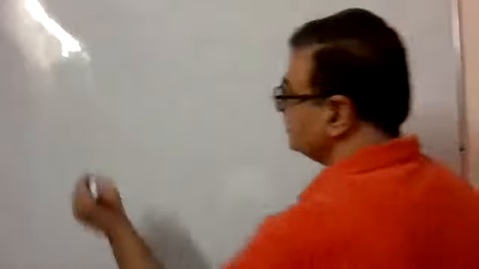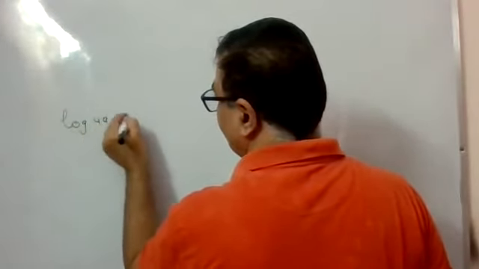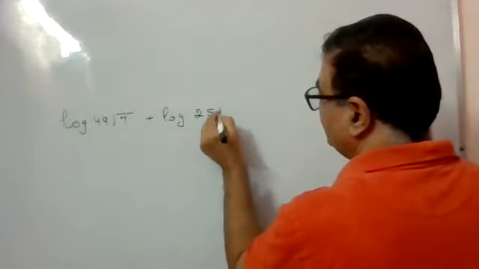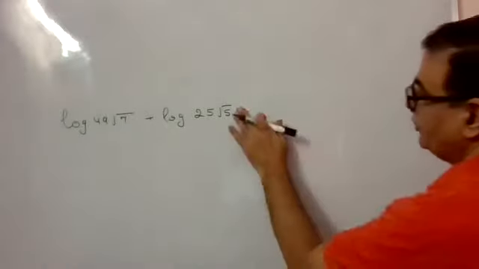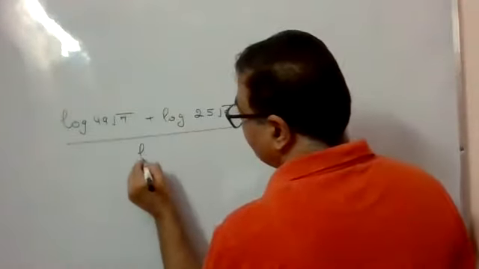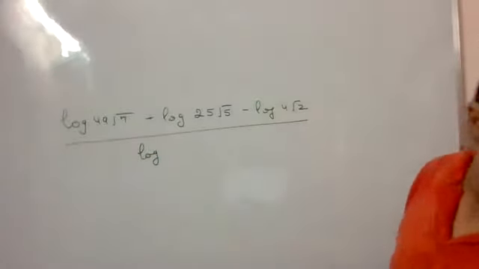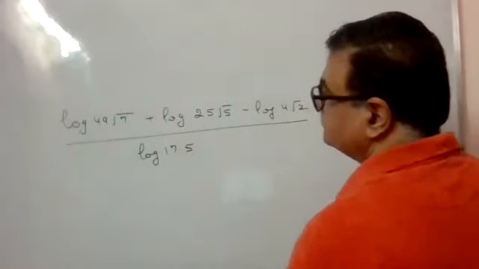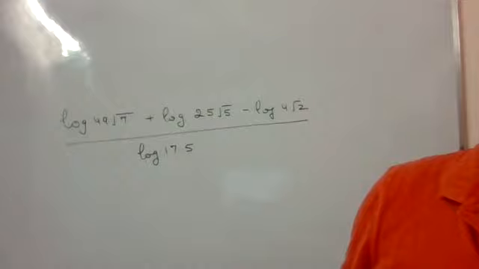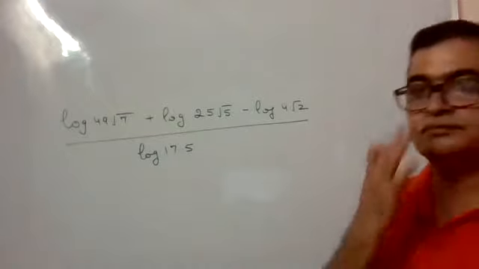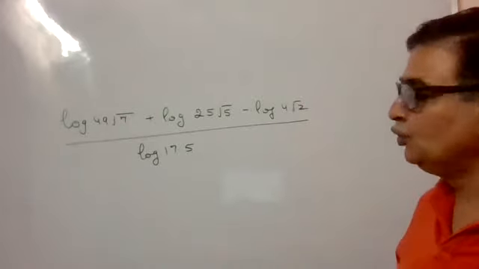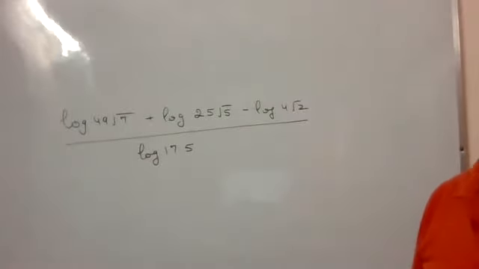Evaluate the value: log 49 base root 7 plus log 25 root 5 minus, sorry, plus log 4 under root 2, whole divided by log of 17.5. My question is, find the value of it. Without using log table, we should find out what will be the answer for it.